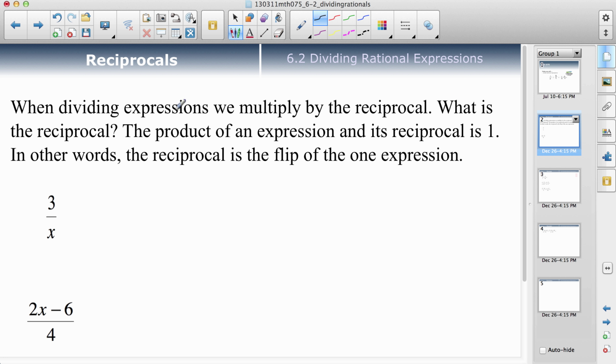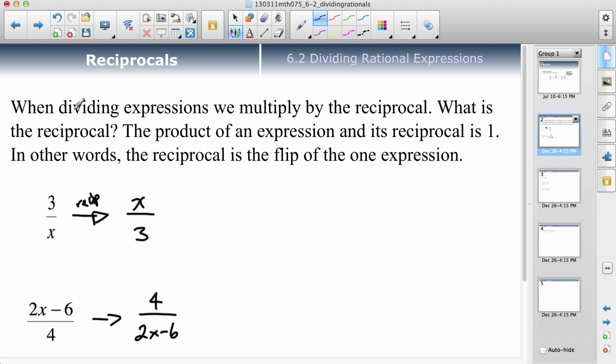Making sure that you know what the reciprocal is, the official definition is the product of an expression and its reciprocal is equal to 1. In other words, if I wanted to find the reciprocal of this, notice I'm not going to put an equal sign, I'm just going to put an arrow. If I want to find the reciprocal of this, I flip it over. So it'd be x over 3. The numerator becomes the denominator, the denominator becomes the numerator, etc. Notice with this one that everything changes. So the 4 goes on the top, and on the bottom I have that whole numerator.